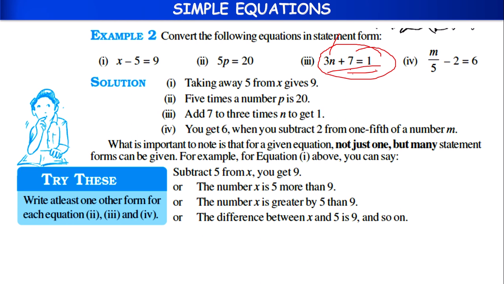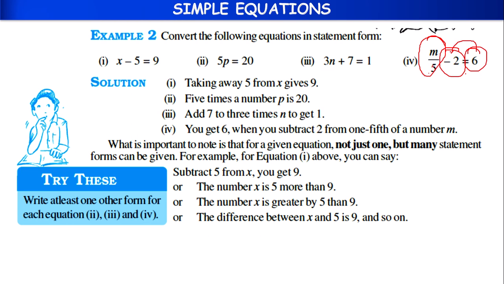Or, we are adding 7 to what? 3 times of a number to get 1. So add 7 to 3 times of n to get 1. Next, m by 5 minus 2 equals 6. Means this m by 5 is 6 more than 2.